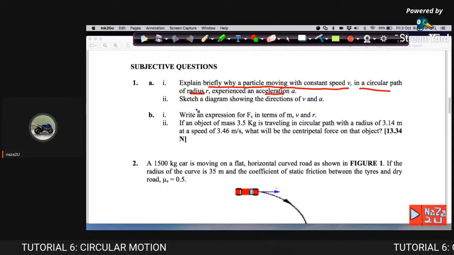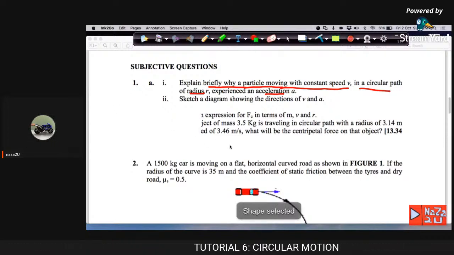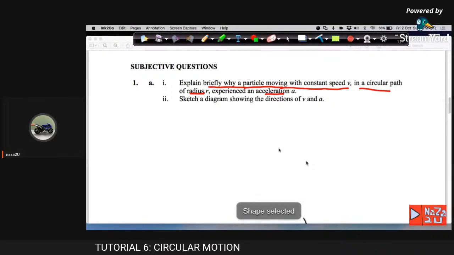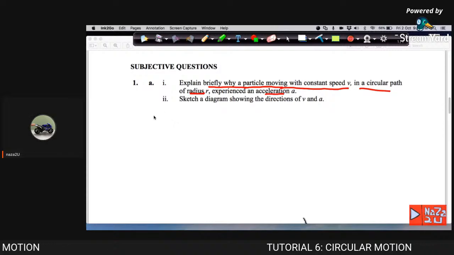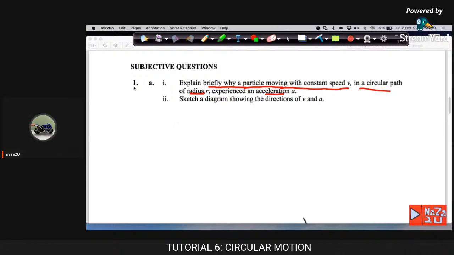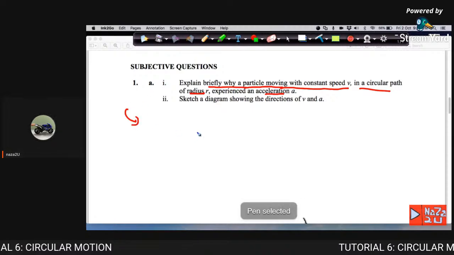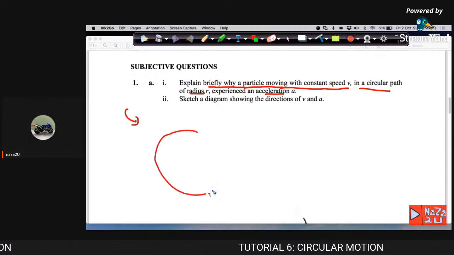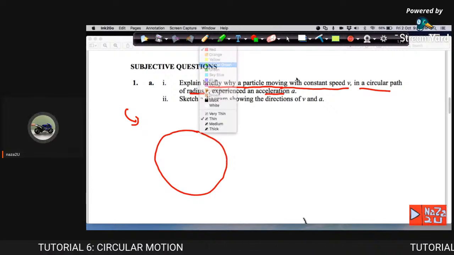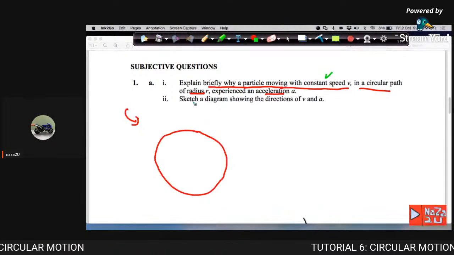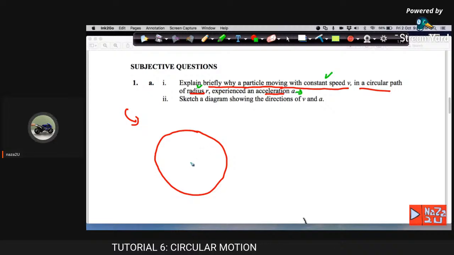So if you relate to this, this is the objective question we discussed earlier, and this is question number 1. It asks you about the speed, the velocity of the system if you relate to the circular motion. So here, this is the circular path. How can you relate between the constant speed and radius r, and how can you relate to the acceleration a? So first we have a circular path.